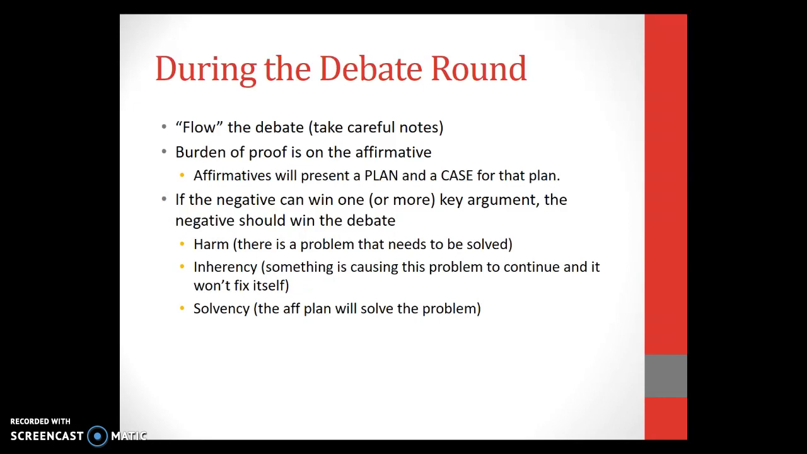The last primary stock issue is called solvency, and this is when the affirmative team is proving to you that the plan will solve the problems that they said were problems. They might prove this by looking at another place where this plan has been implemented, say another country, or they may just present research statistics that state that this will fix problems. The negative team will do just the opposite. They'll try to prove to you that this problem won't be solved by the plan.